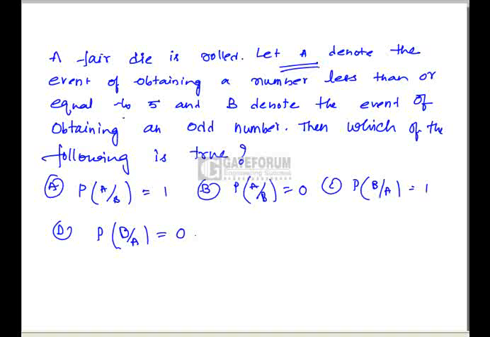If a die is rolled, A denotes the event of obtaining a number less than or equal to 5, whereas B is the event of obtaining an odd number. Then we have to check which of the given options is correct. Now A is the event of obtaining a number less than or equal to 5. So there are totally 5 chances. It could be 1, 2, 3, 4, 5 out of 6 chances.